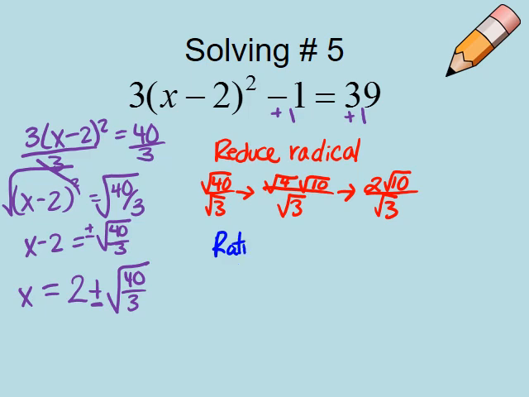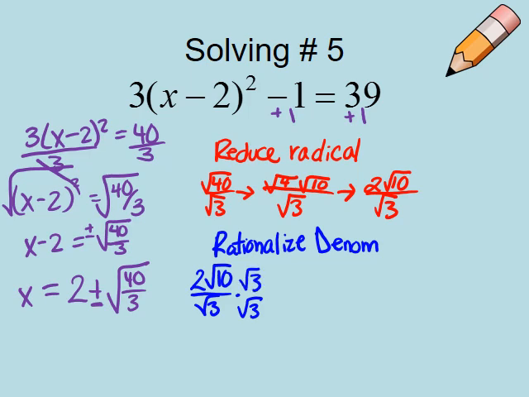Second step, we're going to rationalize the denominator. I can't leave a square root of 3 in the bottom. So I'm going to take this expression and I'm going to multiply top and bottom by square root of 3. When I do that, square root of 10 times square root of 3 is square root of 30. Square root of 3 times square root of 3 is square root of 9. Square root of 9 is a perfect square. Square root of 9 equals 3.